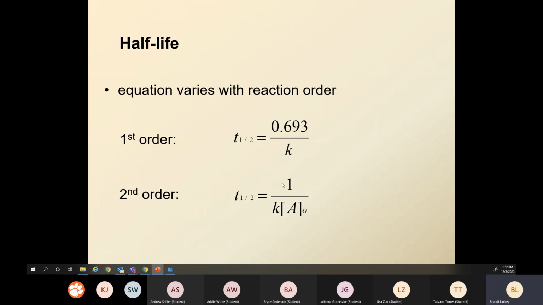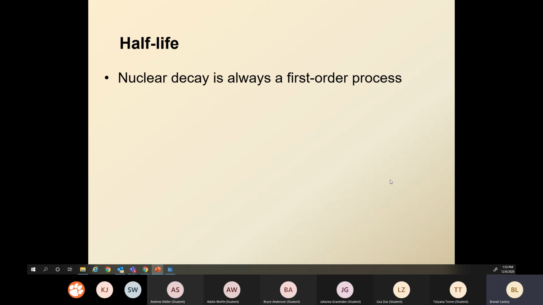All right, so you don't need to worry about that second order. Only worry about that first order that's on your reference sheet. And like I said, nuclear decay half-life is always going to be a first order process. So you can use that T to the 1/2 is equal to 0.693 over K. And if you know K and half-life, you can plug that into the integrated rate law to figure out what amount should be left or what initial amount you started with.